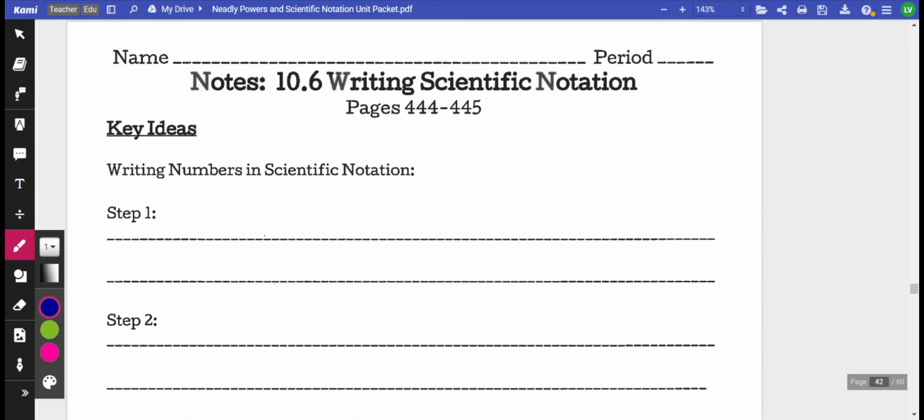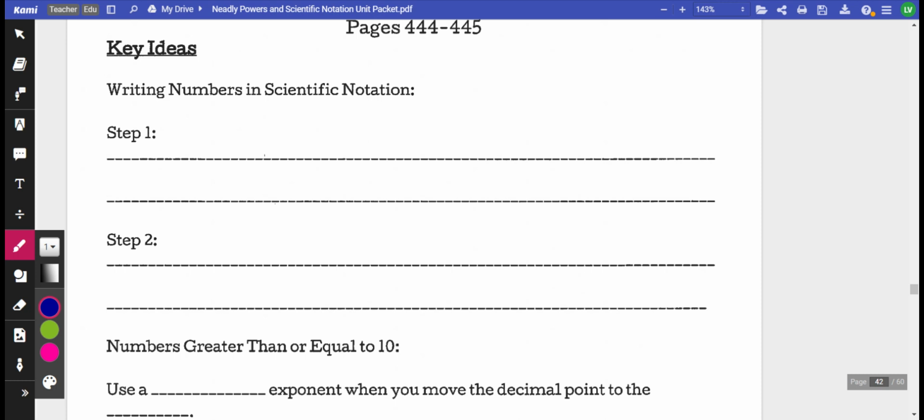10.6, Writing Scientific Notation, we have some key ideas. So writing numbers in scientific notation involves a few steps. Step number 1 is to move the decimal point so it's located to the right of the leading non-zero digit. As we're going through this, I'm going to fill it out and then we will go through multiple examples of how this actually works. But again, let's go ahead and write this down.